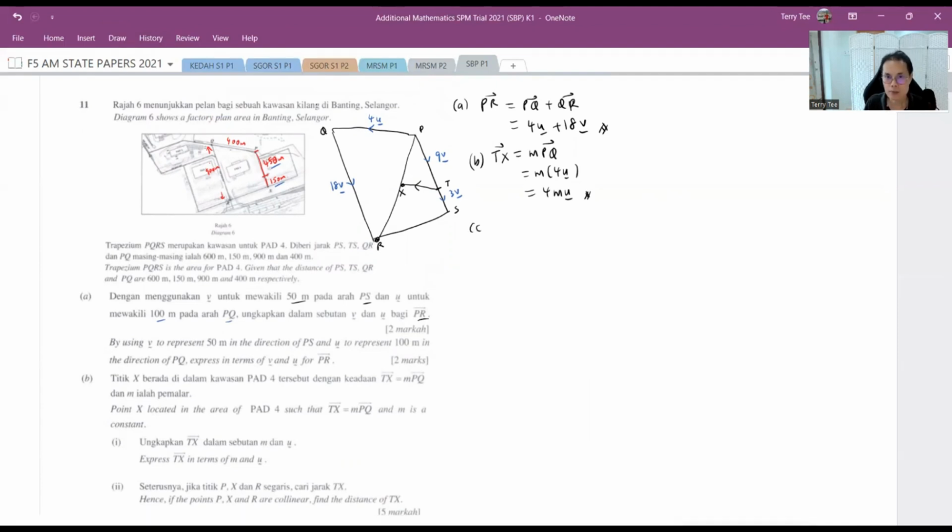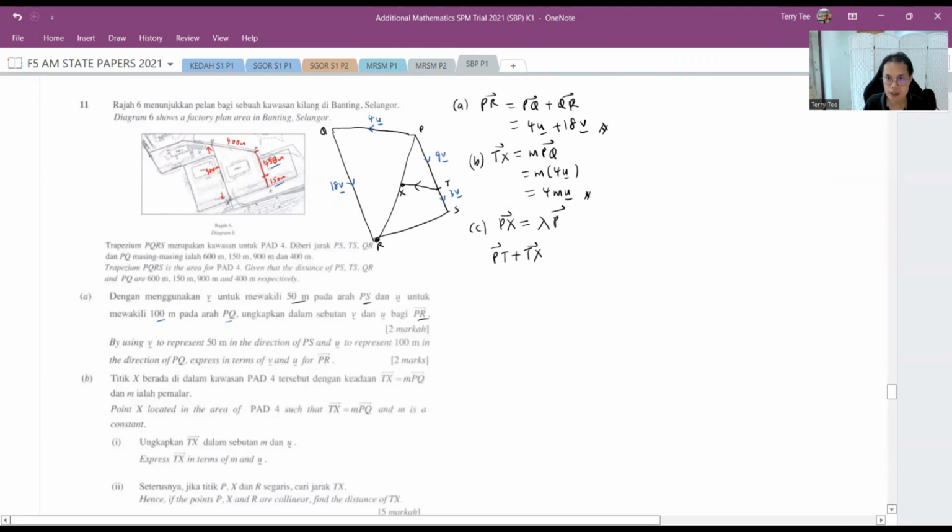So when 3 points are collinear, we can say PX is lambda times PR. Since I already know PR, to go from P to X, I can go from P to T plus T to X, right?